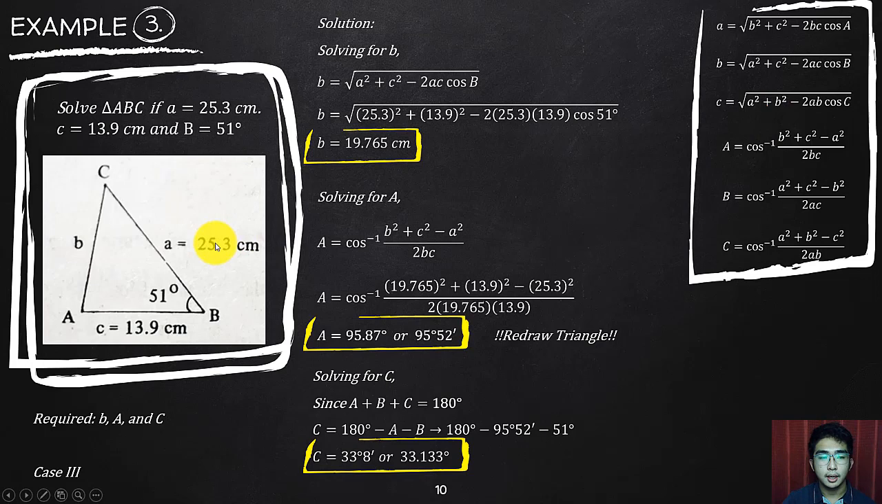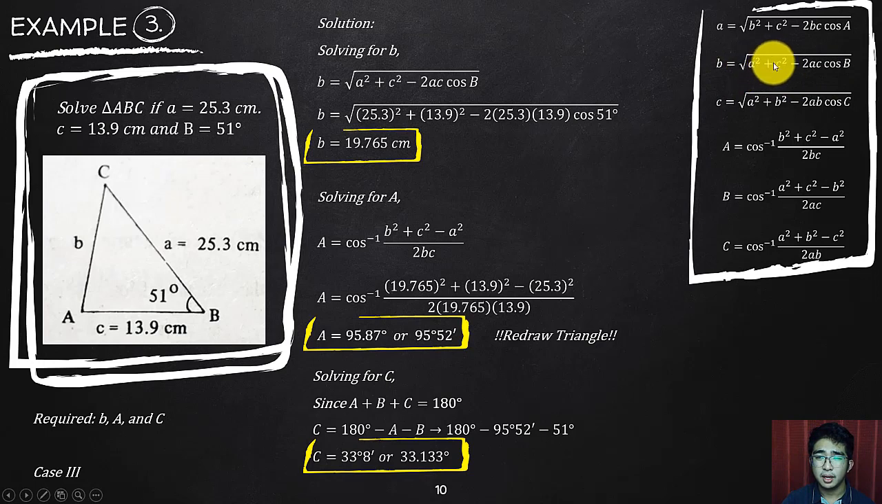We are given side A, side C, and angle B. Therefore, we are missing side B, angle A, and angle C. Side B is missing. Since this is case 3, let's look at the law of cosines. This is the formula for side B under the law of cosines.